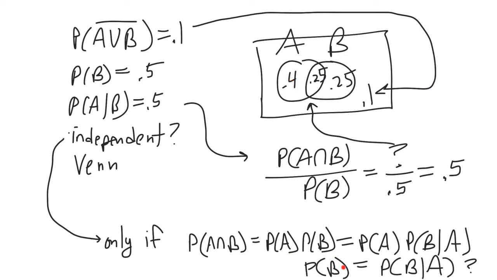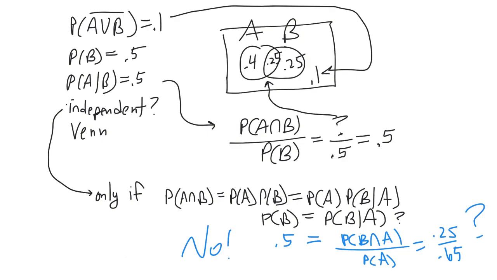Now the last question is, do these equal each other? Well, again, we know probability of B. We know the formula for this, probability of B and A over probability of A. We know each of those parts. Probability of A is everything. Probability of B and A is in the middle here. And we can see that that's close, but not quite equal.